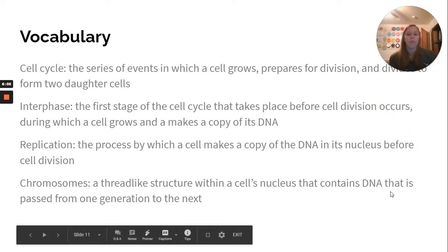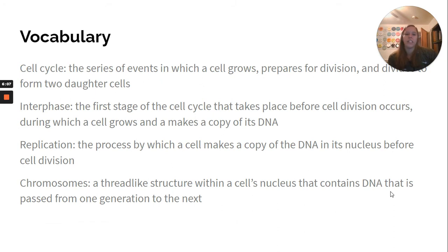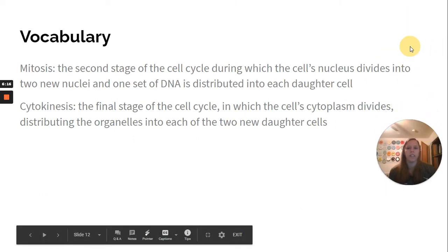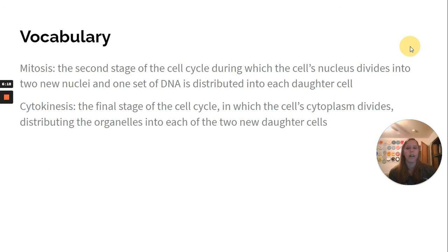Chromosomes are thread-like structures within a cell's nucleus that contain DNA that is passed from one generation to the next. Mitosis is the second stage of the cell cycle during which the cell's nucleus divides into two new nuclei and one set of DNA is distributed into each daughter cell. Cytokinesis is the final stage of the cell cycle in which the cell's cytoplasm divides, distributing the organelles into each of the two new daughter cells.